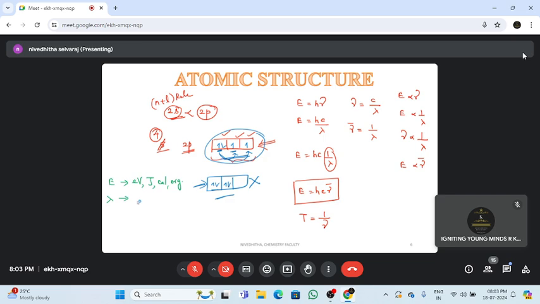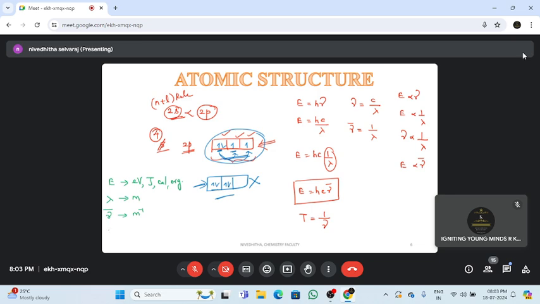What is the unit of wavelength? Very good, it is meter. And what is the unit of wave number? Meter inverse, yes, because wave number is the reciprocal of wavelength.